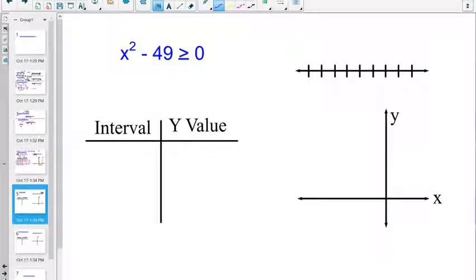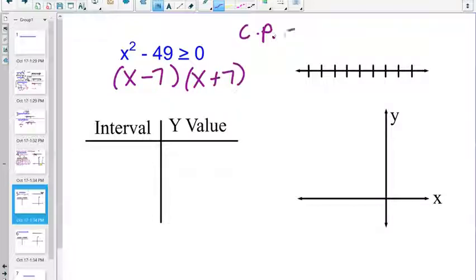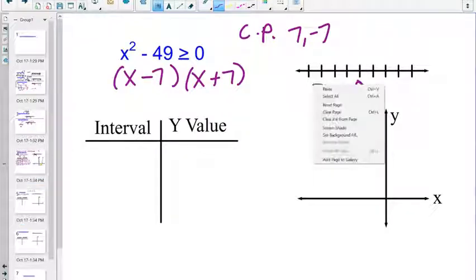Okay, so another example, slightly different. x squared minus 49 greater than or equal to 0. So first step is going to be to factor. And this is x minus 7, x plus 7. So my critical points here are 7 and negative 7. So those are immediately what I'm going to put on my number line here.